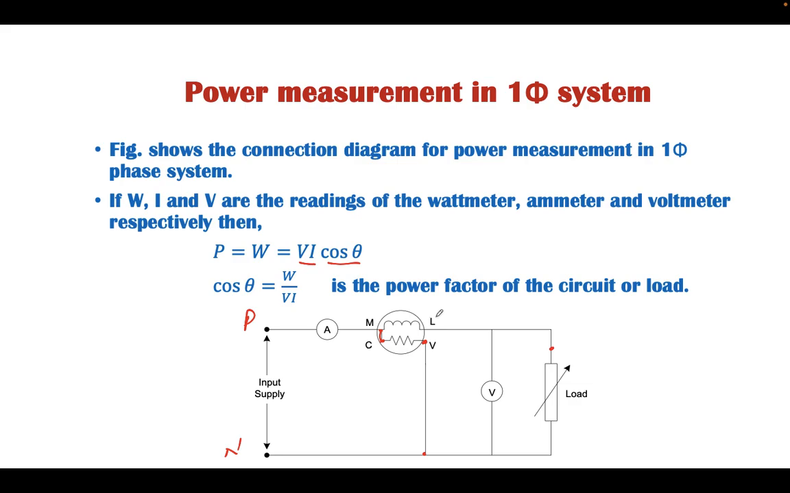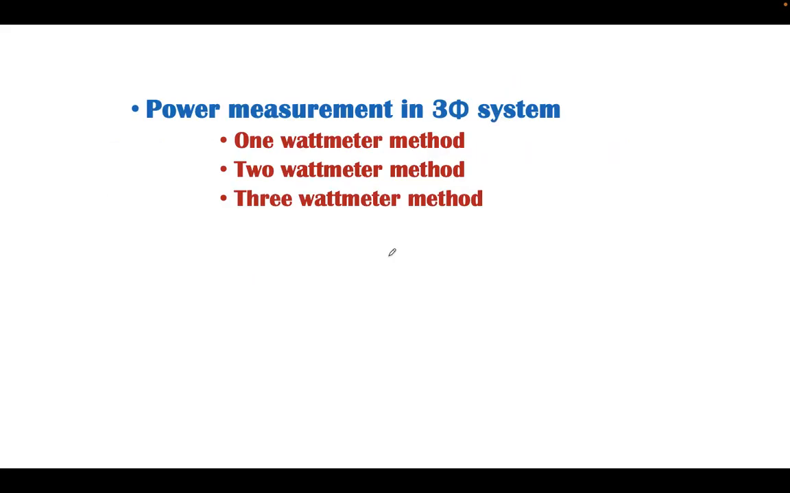The power measured by the wattmeter is always the active power. And from here, if V and I are known to us by measurement, then we can easily calculate the power factor of this load. However, if this wattmeter has some multiplying factor, that will be multiplied with the reading. Otherwise, if the wattmeter has a unity multiplying factor, then it will be VI cos theta.